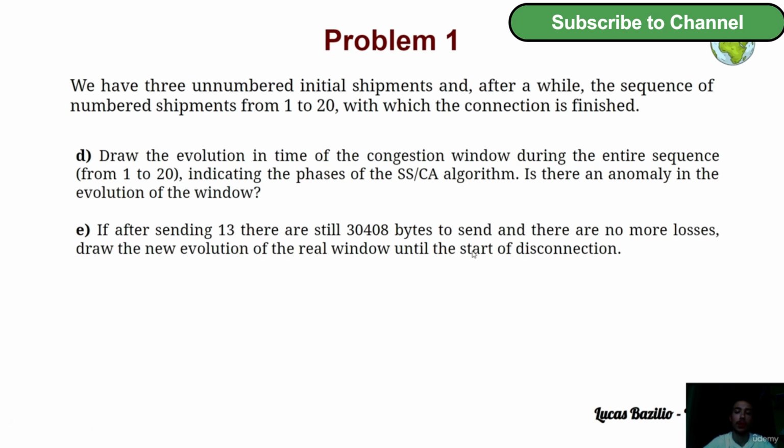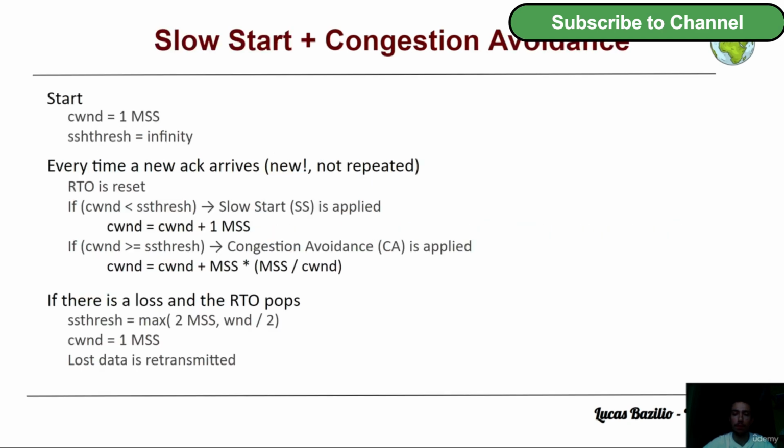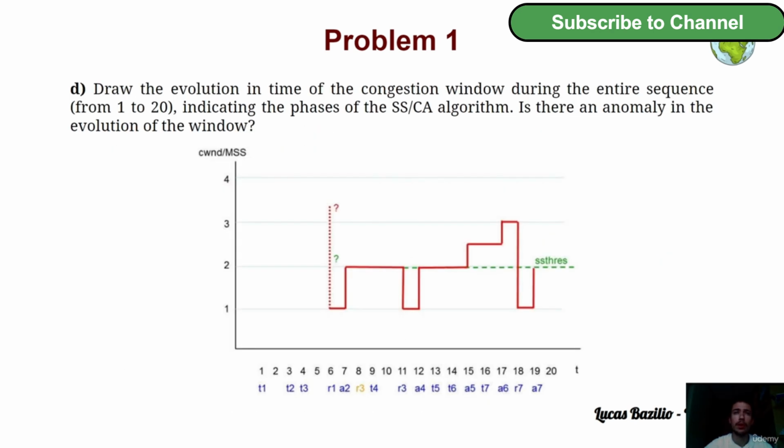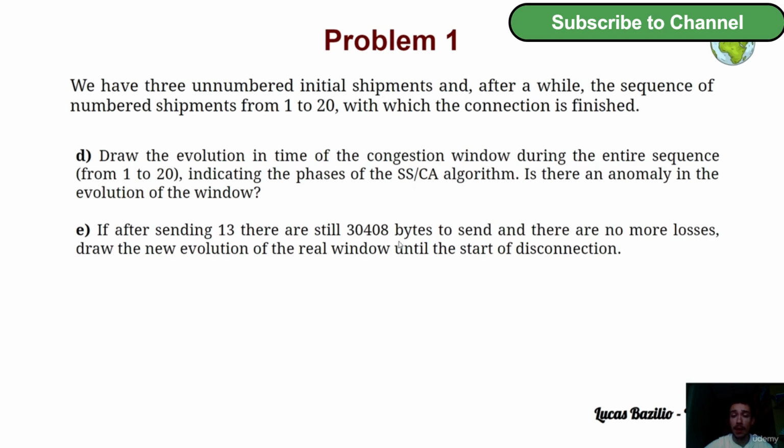So now after sending the packet 13 we will need to draw the evolution. Again we need to use the slow start and congestion avoidance that we already studied, and we have been working with this approach on the previous question, question D. Remember that on question D we drew the evolution in time of the congestion window during the packets. And so now we need to come back to this plot, and what we need to consider is that after sending the packet 13, which is this one that we see here, there are still 30,408 bytes to send. And also there will be no losses, so there will be no retransmissions.